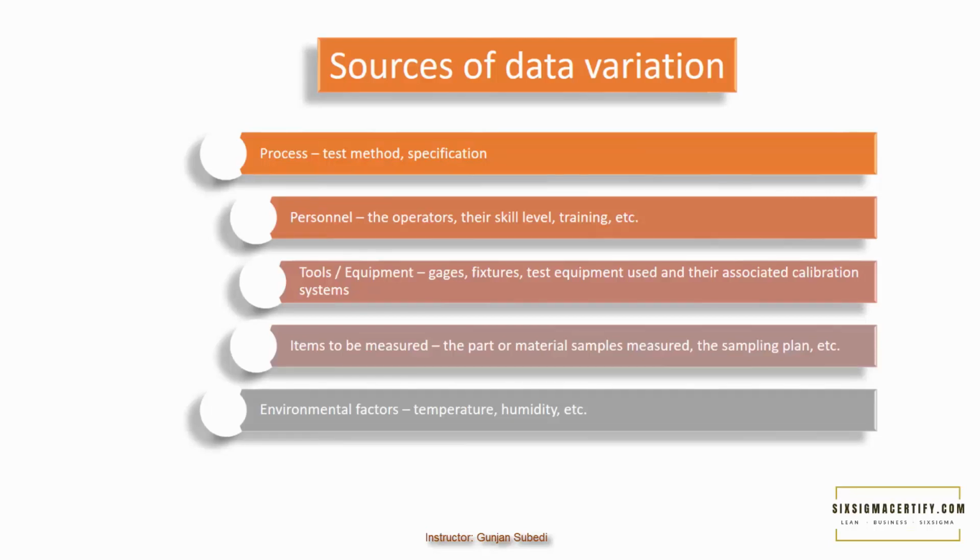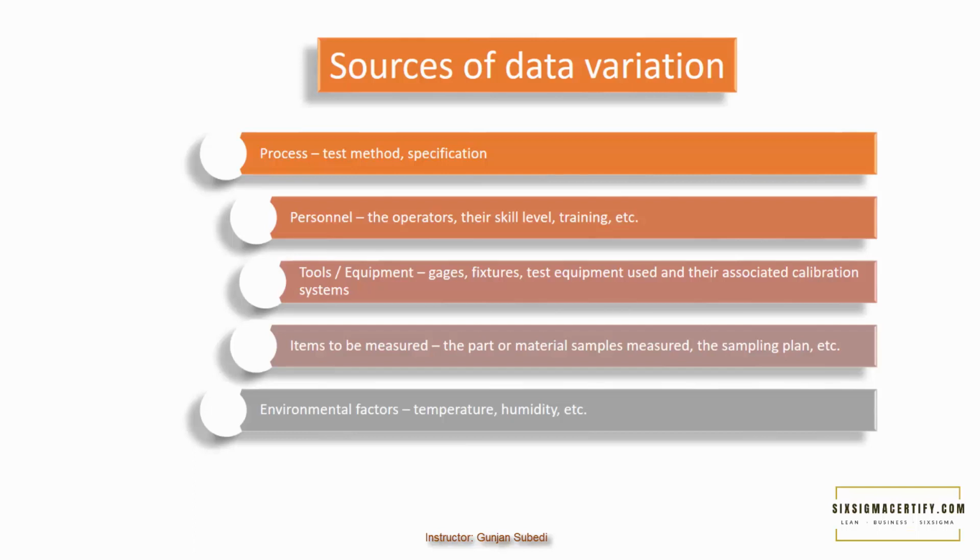Now, let us see some sources of variation of the data. There could be different sources that produce variation of the data. It could be process, for example, test methods and specification. It could be personal, which involves the operators. If low-trained operators are measuring anything, chances are that they may cause error and there could be variation of the data. The sources of variation could also be the tools and equipments, gauges, fixtures, test equipments used, and their associated calibrated systems could be involved for this.